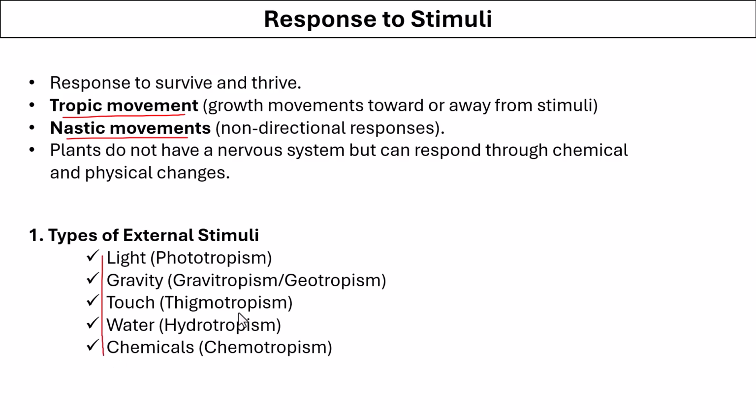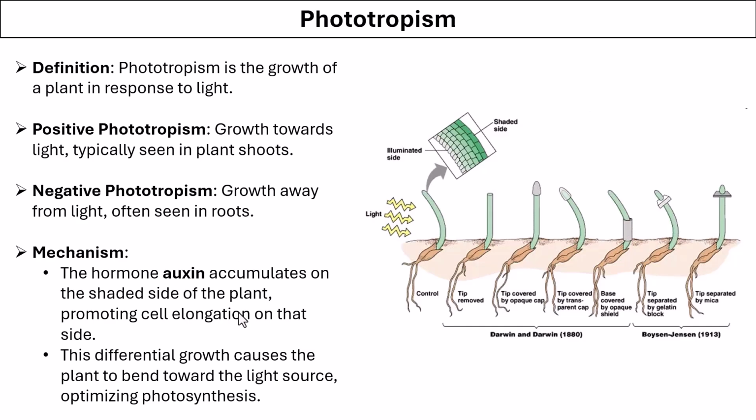They lack nerves and muscles, but they coordinate responses through receptors, electrical and chemical signals, hormones, water movement, and differential growth. Phototropism is the directional growth in response to light. Shoots usually show positive phototropism. Blue light receptors, called phototropins, detect unequal illumination. Auxin is redistributed towards the shaded side of the young shoot, where it promotes cell elongation. Because shaded side cells elongate more, the shoot bends towards light.